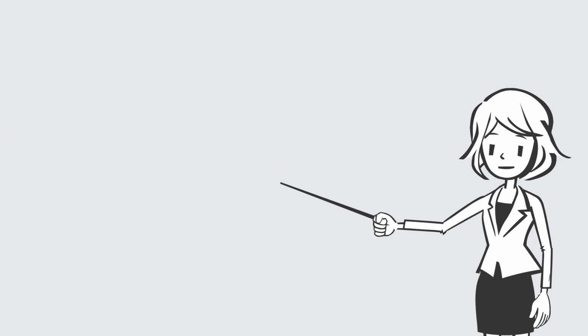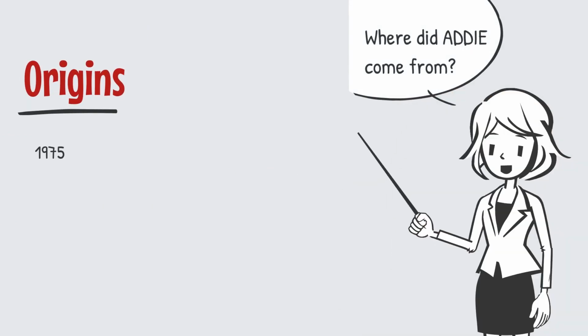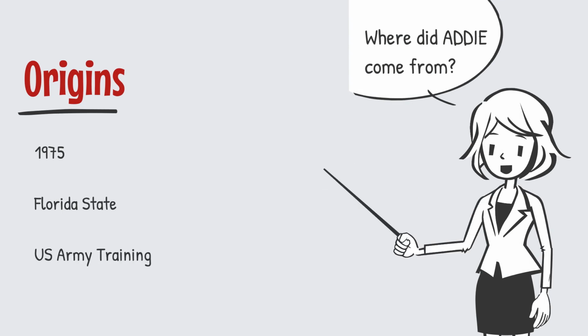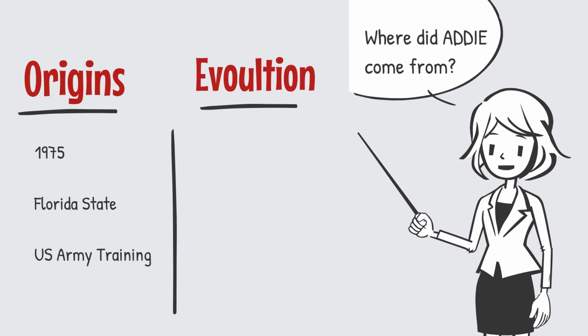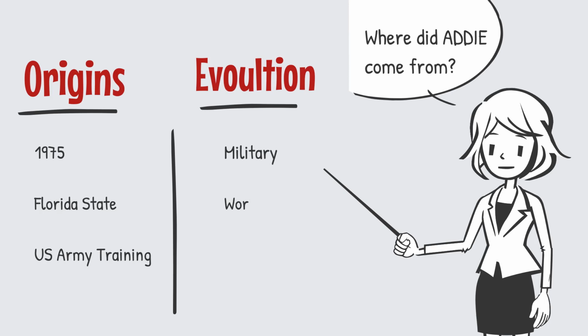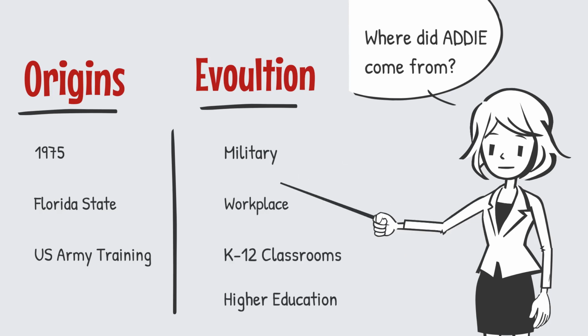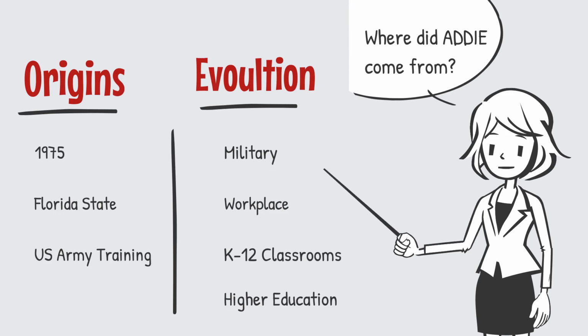Where did ADDIE come from? ADDIE was first developed in 1975 at Florida State University to help the United States Army achieve its technical training goals. Since then, it has evolved and expanded its reach to help educators across military branches, workplace professional development, K-12 classrooms, and higher education for in-person and online courses.